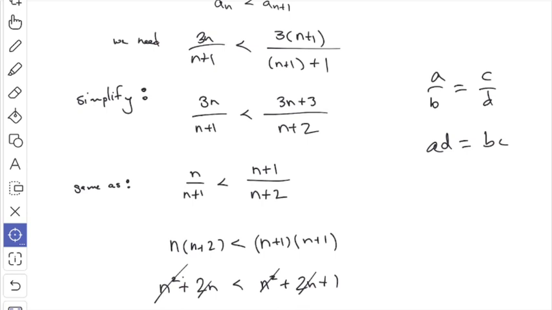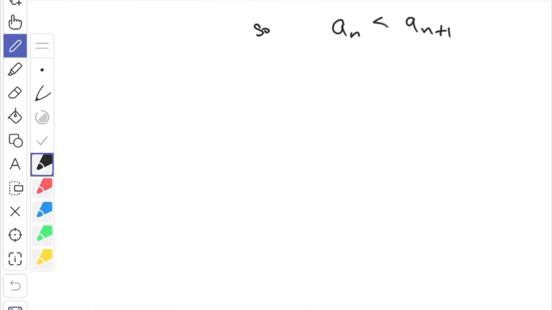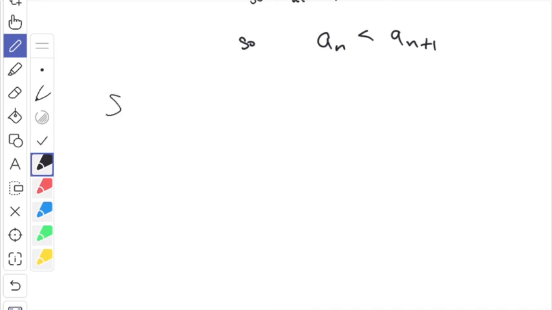I got one of these for you to try. How about show that n over n squared plus 1 is increasing. I'll let you decide for yourself. First of all, tell me, is it increasing or decreasing? And then demonstrate it.